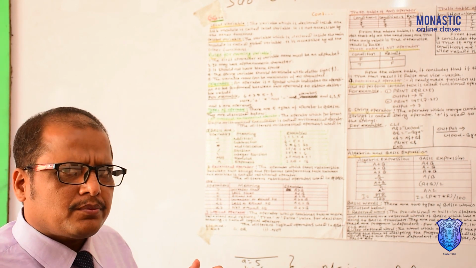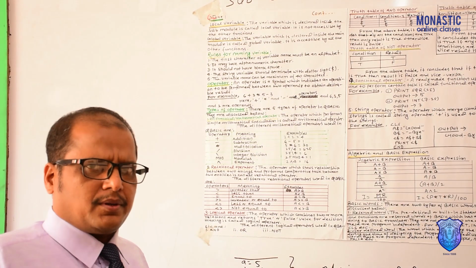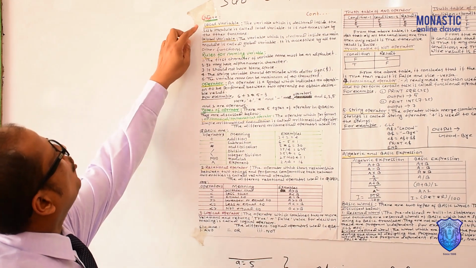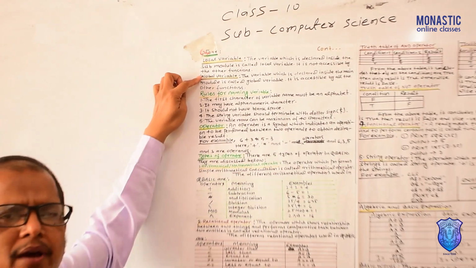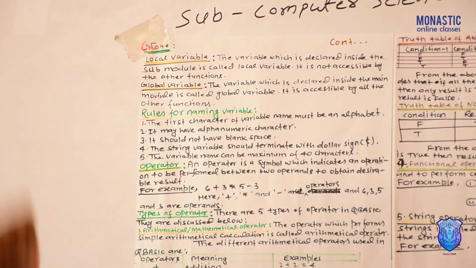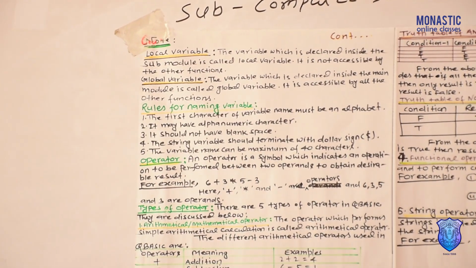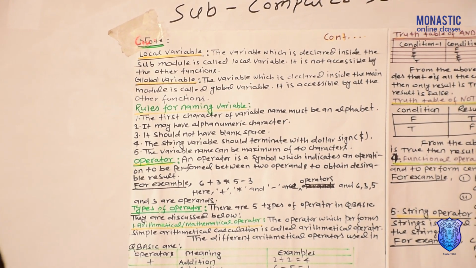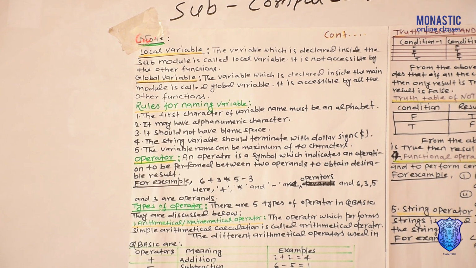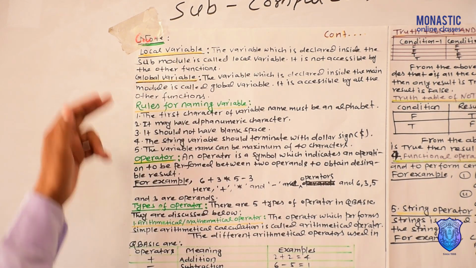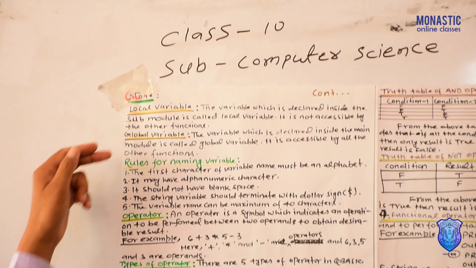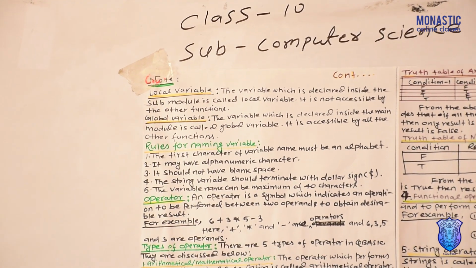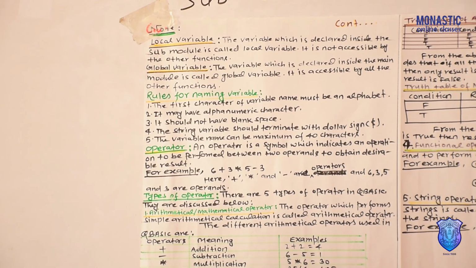Actually, apart from numeric and string variables, there are two more types of variable. They are local variable and global variable. Before this local and global variable, let me discuss modular programming. In detail I will discuss later, but to understand local and global variables, there is a need to discuss what modular programming is. So let me discuss it first. What is modular programming?